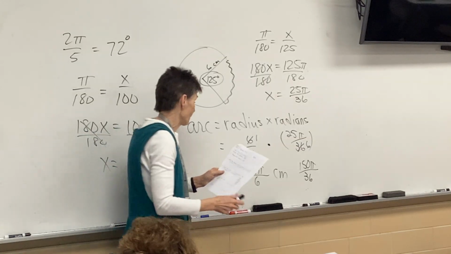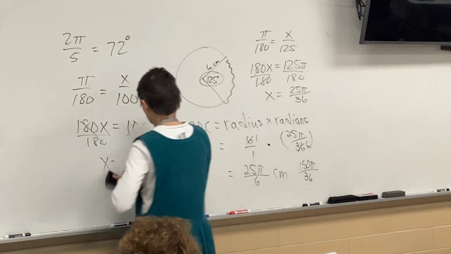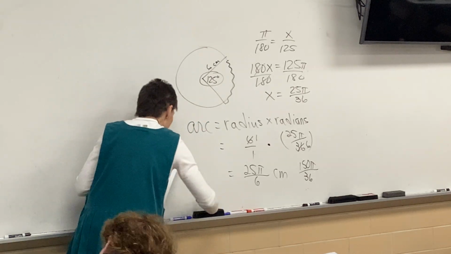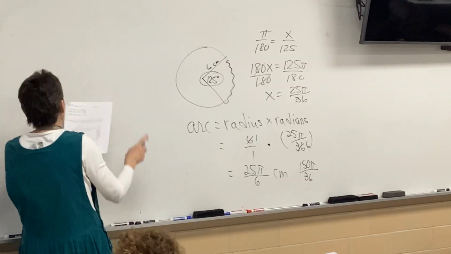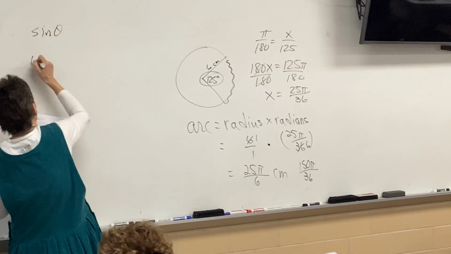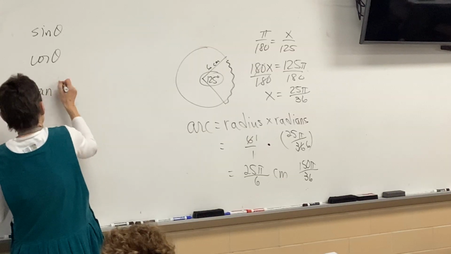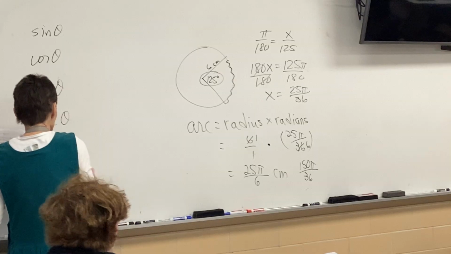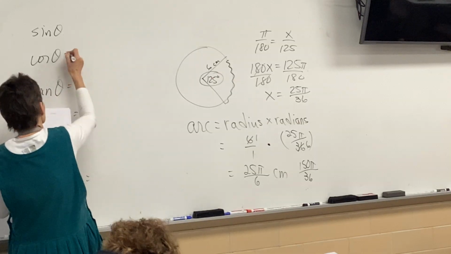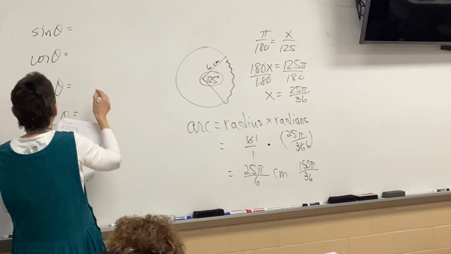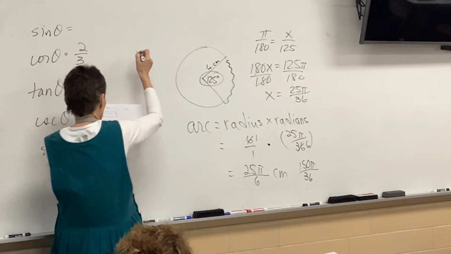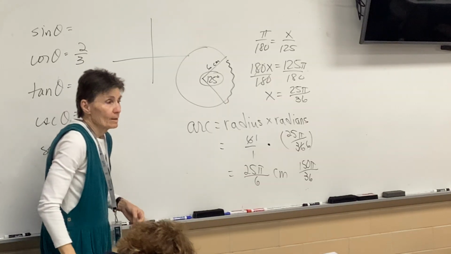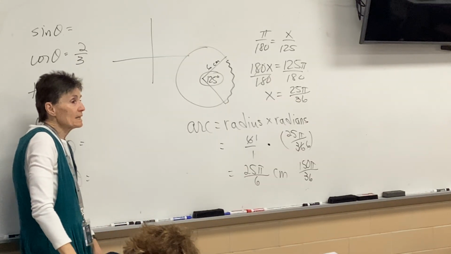Okay, number 4. We are going to find everything. So we have to find sine, cosine, and what did I tell you yesterday? If you don't like these thetas, you can always change them, right? Now you're going to draw a triangle. Read the problem carefully.